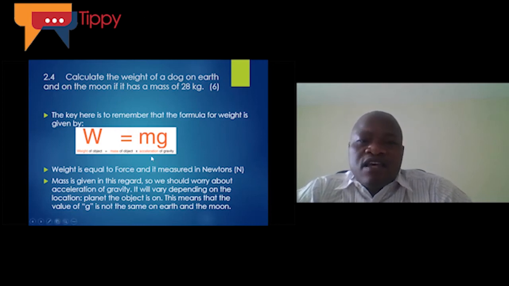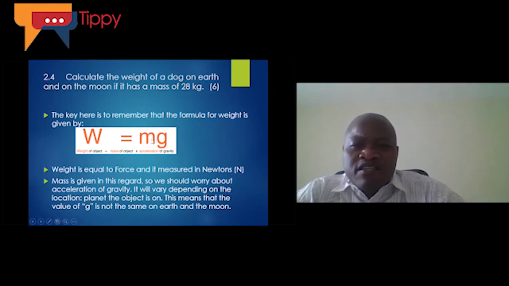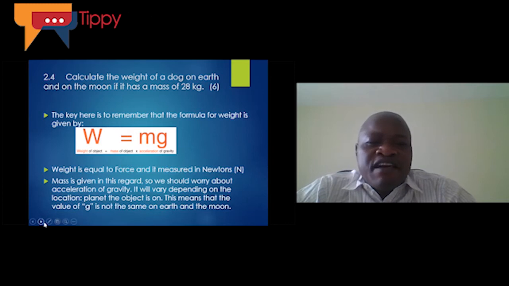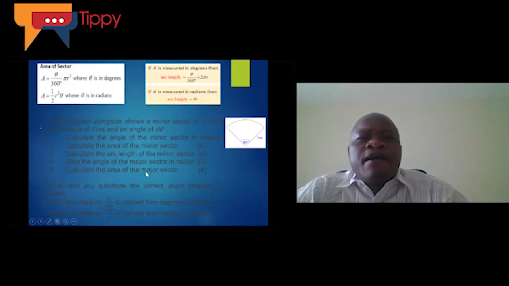The rest, I think it should not be a problem because you only have to substitute your mass, 28 there, multiplied by the gravitational force that you shall have discovered. Right.